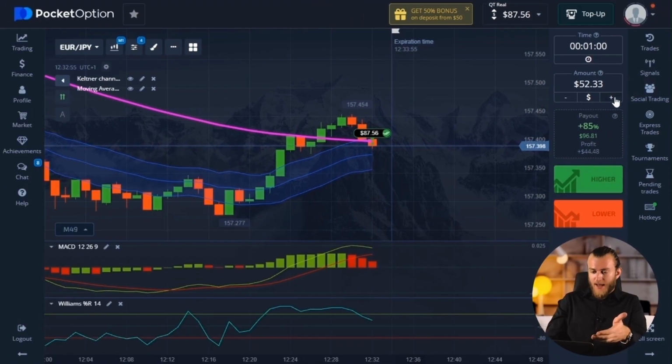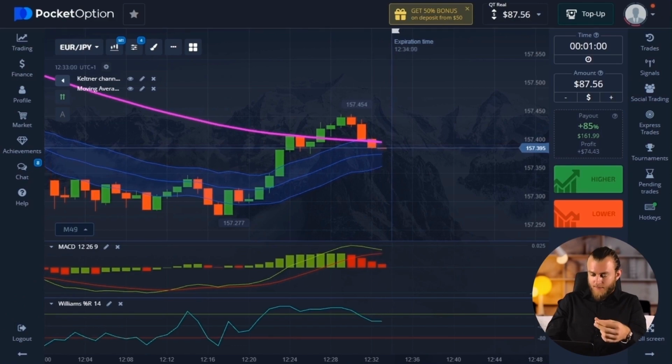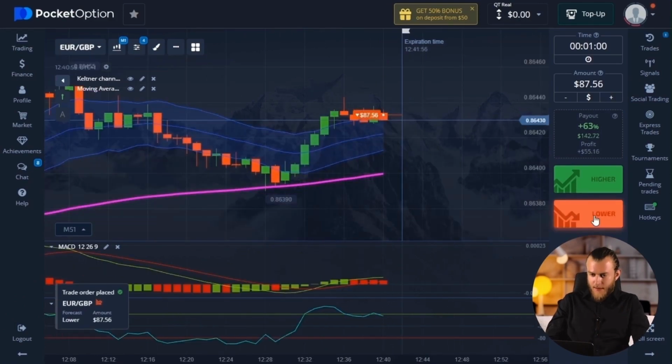$87 on the balance, the outcome is amazing. Growing investments and progressing. Let's proceed to the Euro-British pound pair.